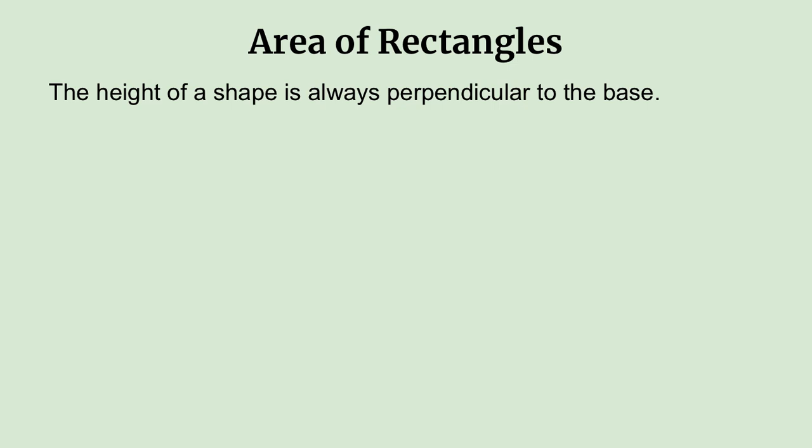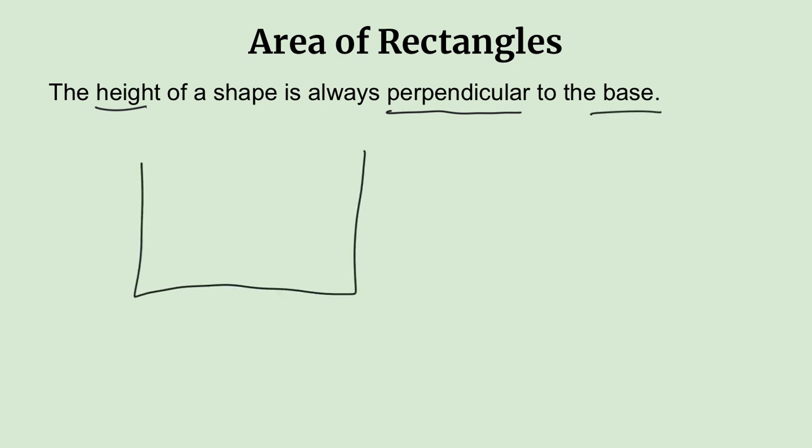So for a shape, the height of the shape is always perpendicular to the base of the shape. If you're looking at a square, this would be your height and your base. This comes more into play for triangles and parallelograms and trapezoids, which we'll talk about. But you're always looking for this symbol, which means perpendicular, 90 degrees. The height is always perpendicular to the base.